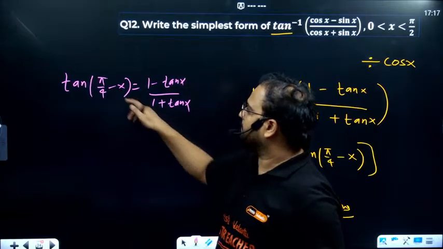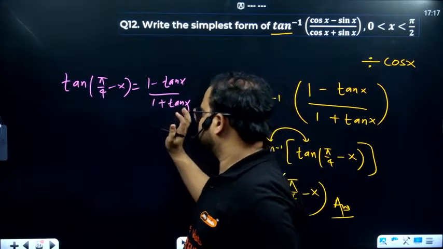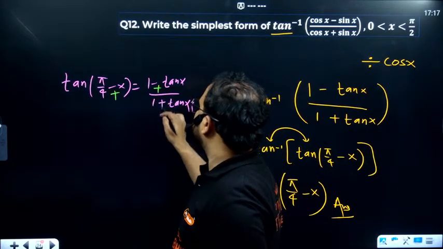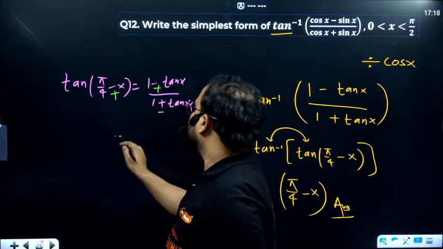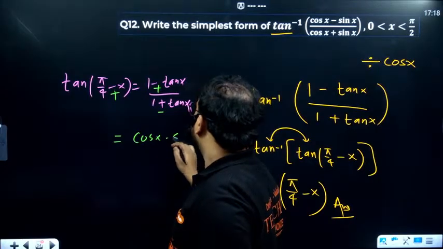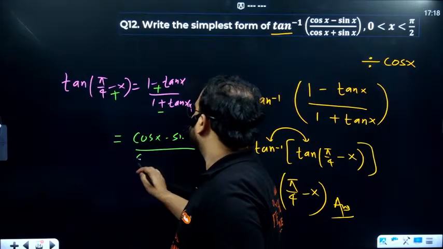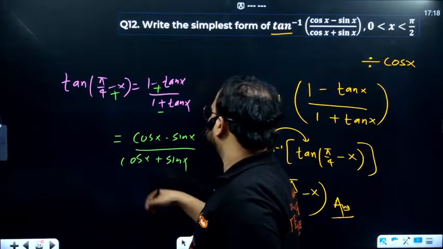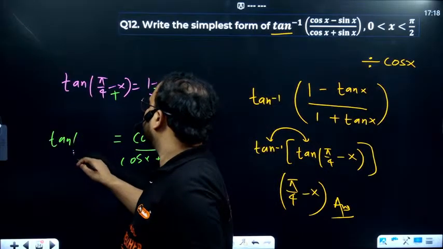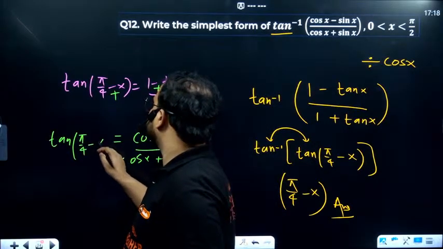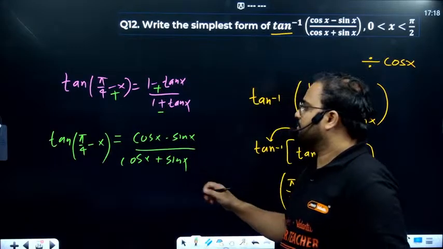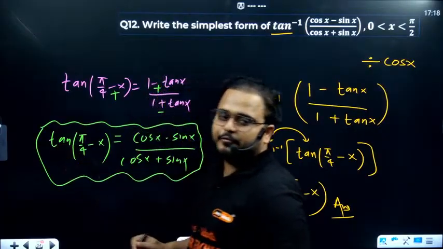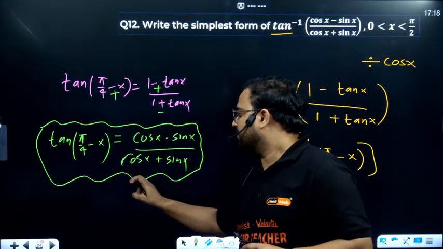If you have plus over here, this becomes plus and this becomes minus. And also remember, this is equal to cos x minus sin x upon cos x plus sin x. This is the formula for tan of pi by 4 minus x. This you have to remember. Please remember this. If you remember this kind of results, it'll be helpful for you to solve the questions in CET a little faster.